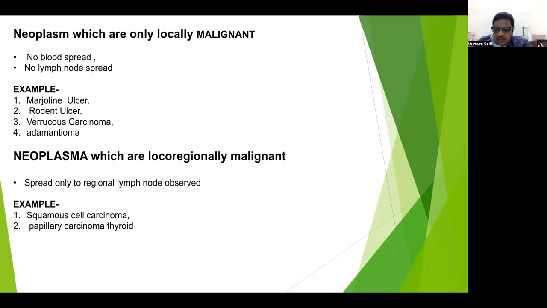It can be cured. We can cure it with wide excision, or we can do thyroidectomy. If it has spread to the lymph node, we can excise the lymph node also. So we can do MRND or RND, modified radical neck dissection or radical neck dissection.